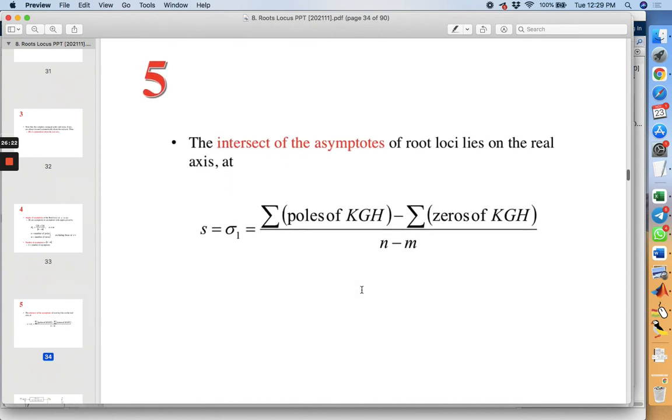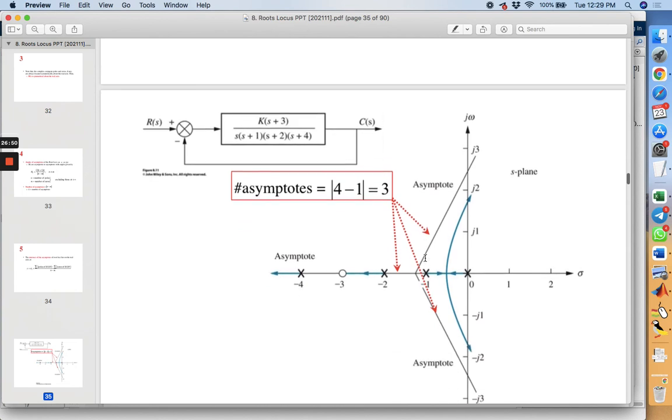And we have property number 5. The intersection of asymptotes of the root loci lies on the real axis at sigma 1, which we can find by using this formula: the summation of poles of KGH minus the summation of zeros of KGH, over n - m.